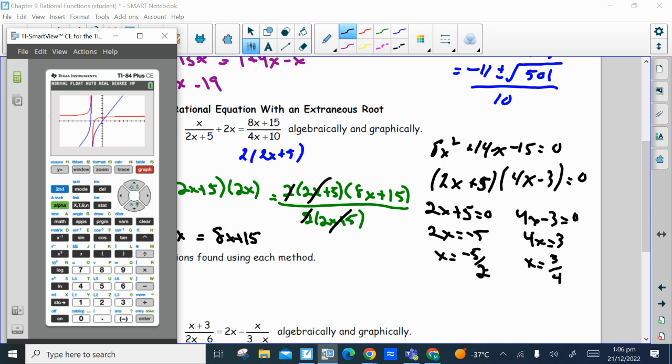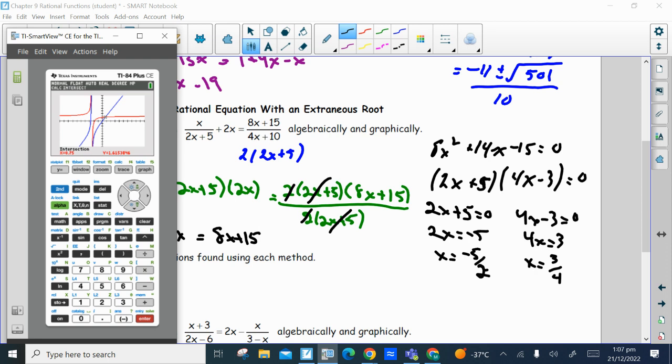So we can see there are 2 points of intersection. Second function trace, number 5 for intersect. Enter, enter, enter. There's our 0.75, our positive 3/4. Second function trace, number 5 for intersect. Enter, enter. If I put my guess at -2, there's my negative.